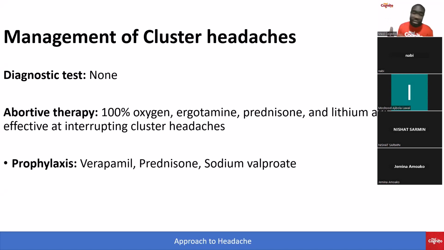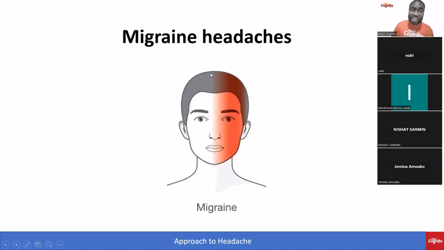100% oxygen, ergotamine, prednisolone, lithium is also very effective. How do you give prophylaxis? Verapamil, prednisolone, and sodium valproate. So please learn the management of acute cluster headache, learn prophylaxis for cluster headaches as well.